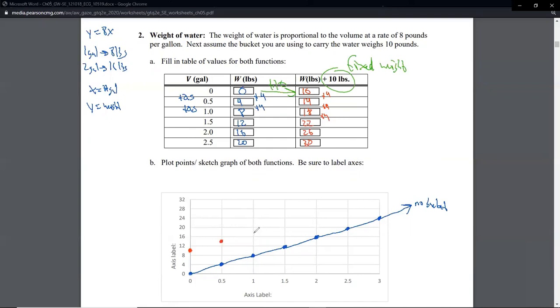Then 1 gallon of water in addition to the 10 pounds of bucket was 18 pounds. 1.5 gallons of water plus the bucket was 22 pounds. 2 gallons of water plus the bucket was 26 pounds. 2.5 ends up being, oh, I drew up 3. That's what was throwing me off. I went too far. Then 2.5 was the 30. Yes, 30. There we go.